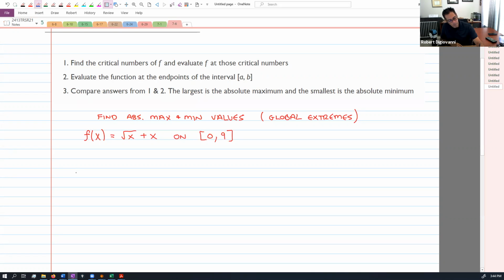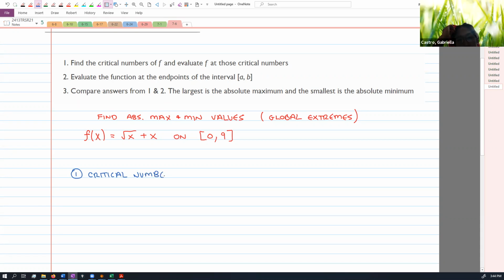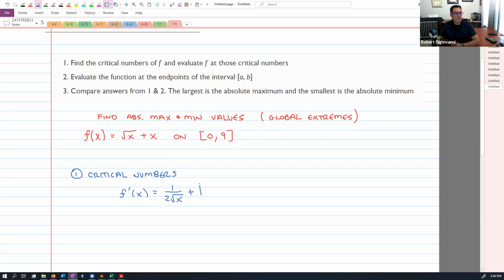Step 1, critical numbers, right? Yes, sir. How do you do that then? Find the derivative of f of x. Okay, can you give me that? What is the derivative of this function? 1 over 2 square root x plus 1. Plus 1. There we go. That's it. Good. Now, what do you do with that, Gabriella?